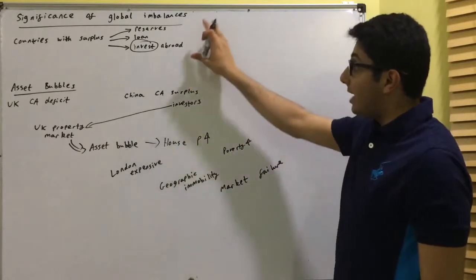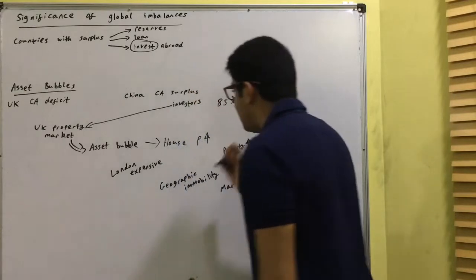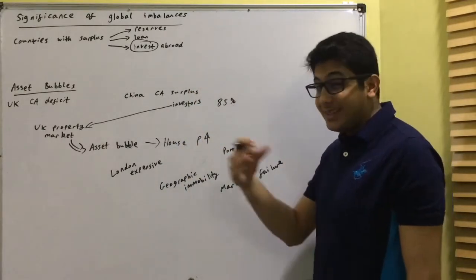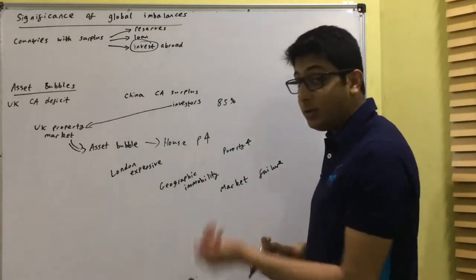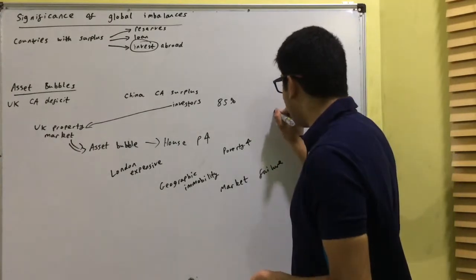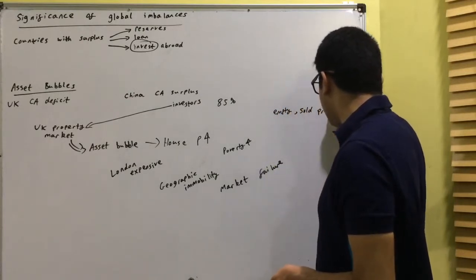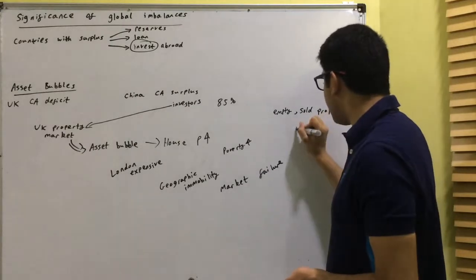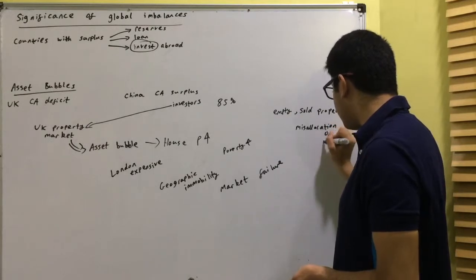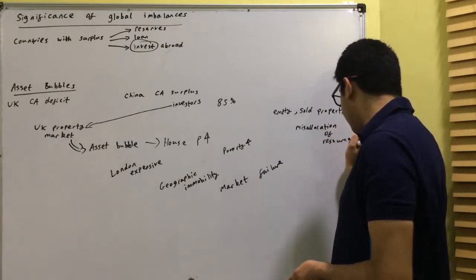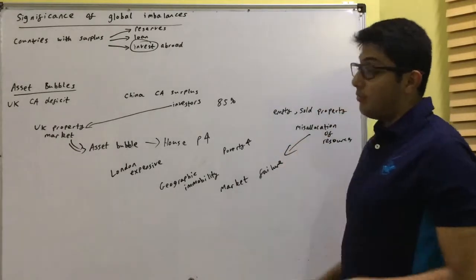Okay? And actually this global imbalance is very significant because 85% of newly built property in London is actually sold to international investors. Okay? And most of them don't even use the property. So what happens is we end up with empty but sold property. So you could argue that that is a misallocation of resources, and that is also another form of, say it with me, market failure. Okay? Let's move on to another point.